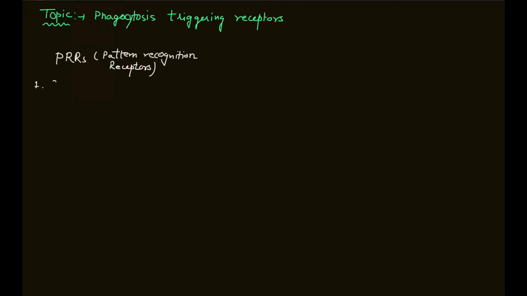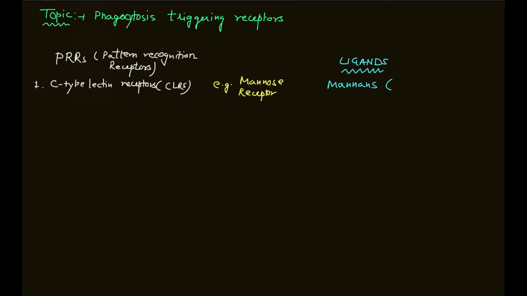First in this case is the C-type lectin receptor, which is also known as CLR. This is the category of receptors which includes the Mannose receptor. So the first example is the Mannose receptor. As the name indicates, the ligand for this particular receptor will be mannins. The mannins are present in bacteria, fungi, and also in parasites. So this is the first category and the first example.